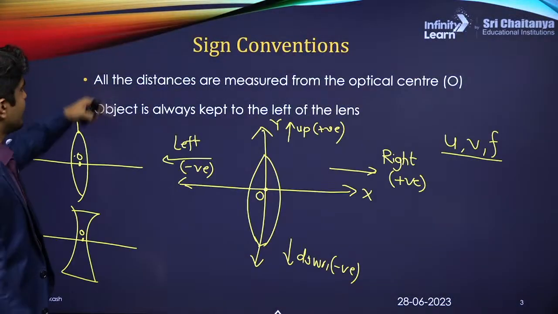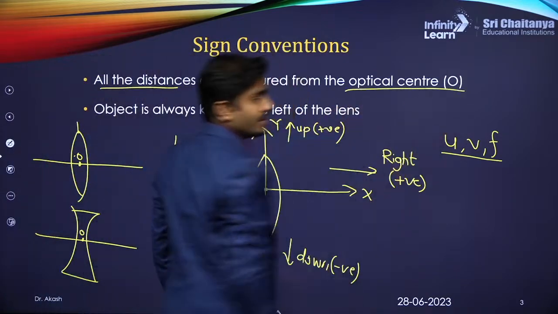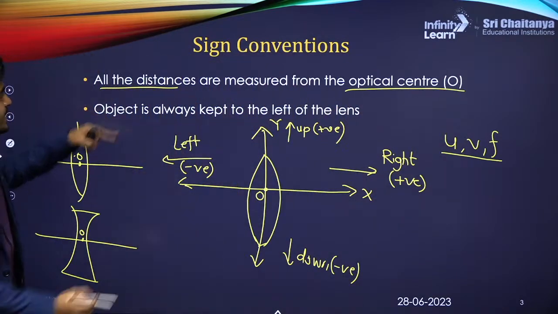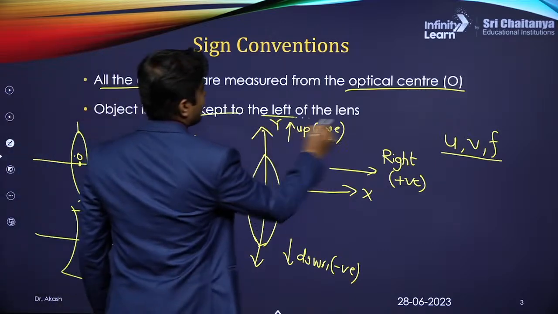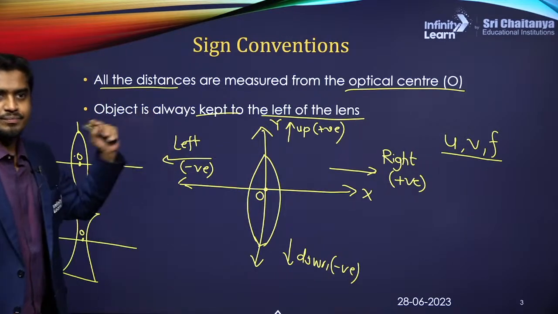There are two more things here. All the distances are measured from the optical center. Then the object is always kept left of the lens. So we always keep an object on the left side.